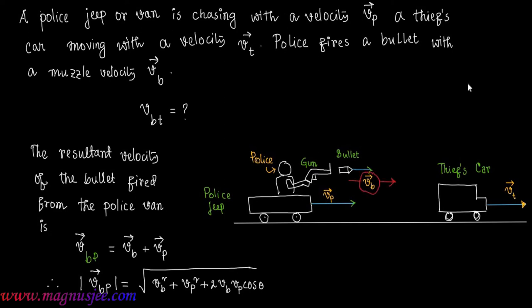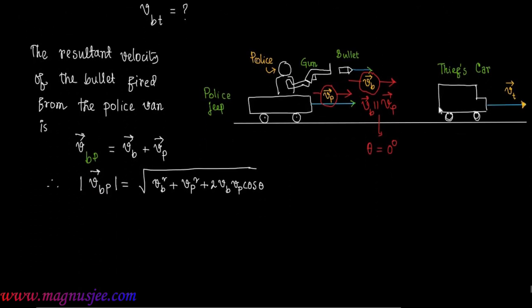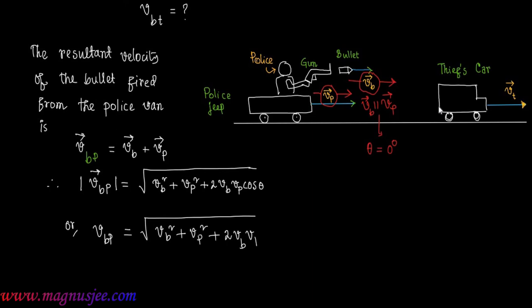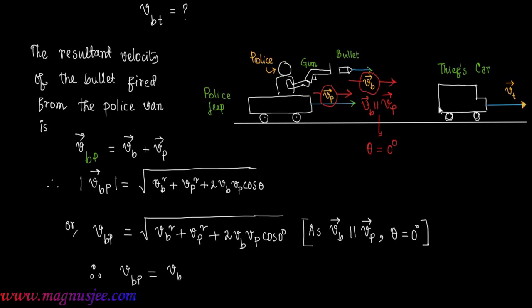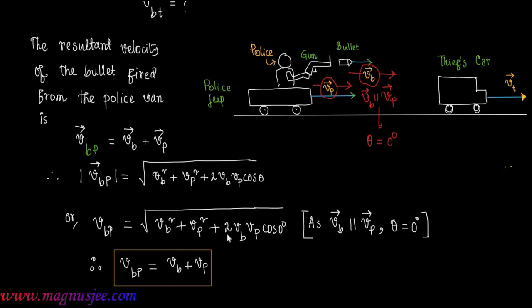Here vector VB is parallel to vector VP. That means the velocity vector of the bullet is parallel to the velocity vector of the policeman or police van. That's why theta equals 0 degree. So VBP is equal to root over VB square plus VP square plus 2VBVP cos 0 degree. Therefore, VBP equals VB plus VP, which is the resultant velocity of the bullet fired by the policeman or police van.